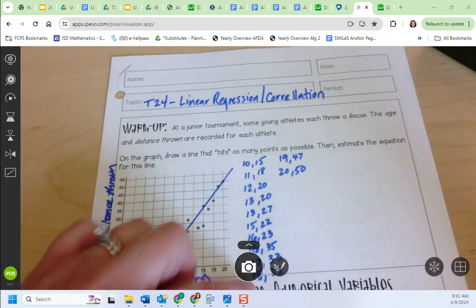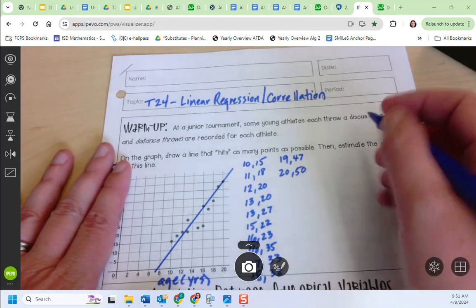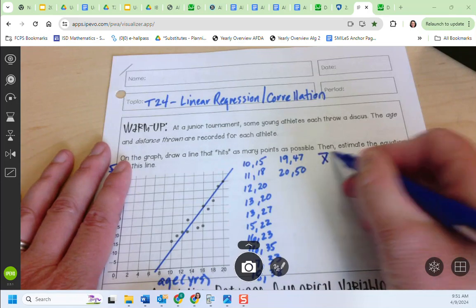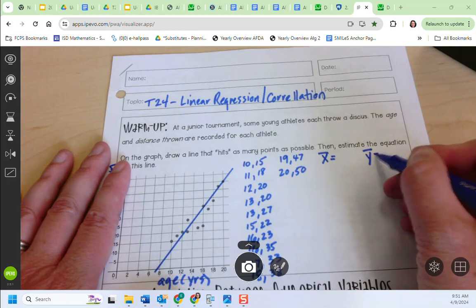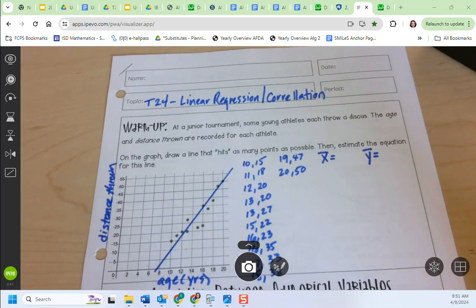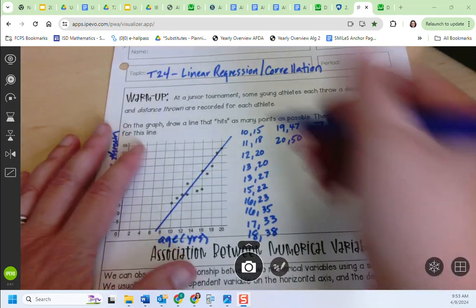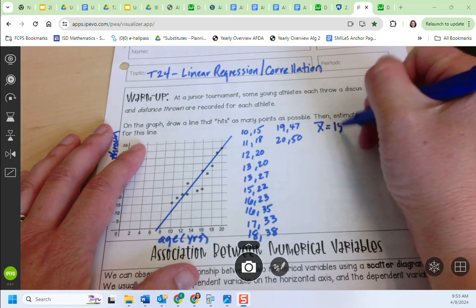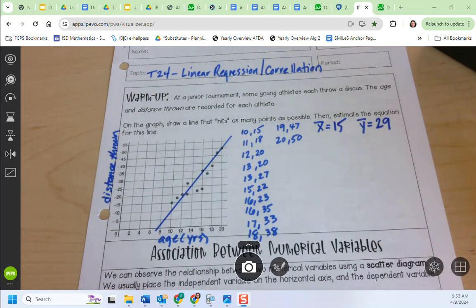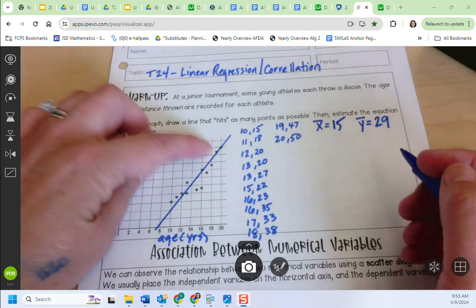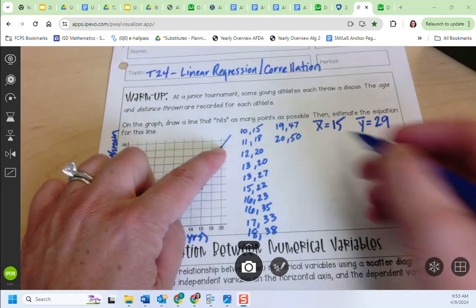Okay, so take a moment and find the average of all the x's and the average of all the y's, depending on what side of the room you're on. Okay, so when we average all the x numbers, we get 15, and when we average all the y numbers, we get 29, and that's really independent of the line you drew, because we're all using the same points. And then the other one should be any point on the line, so I just use this last point here, which is 20, 50.